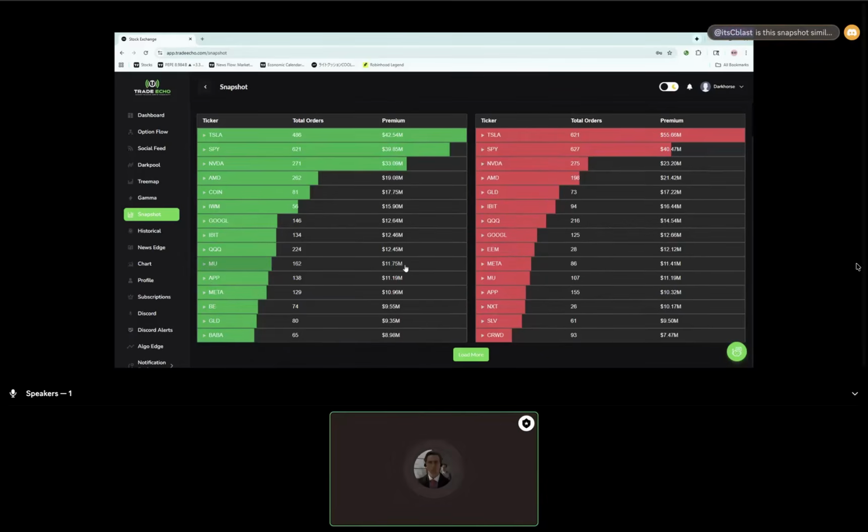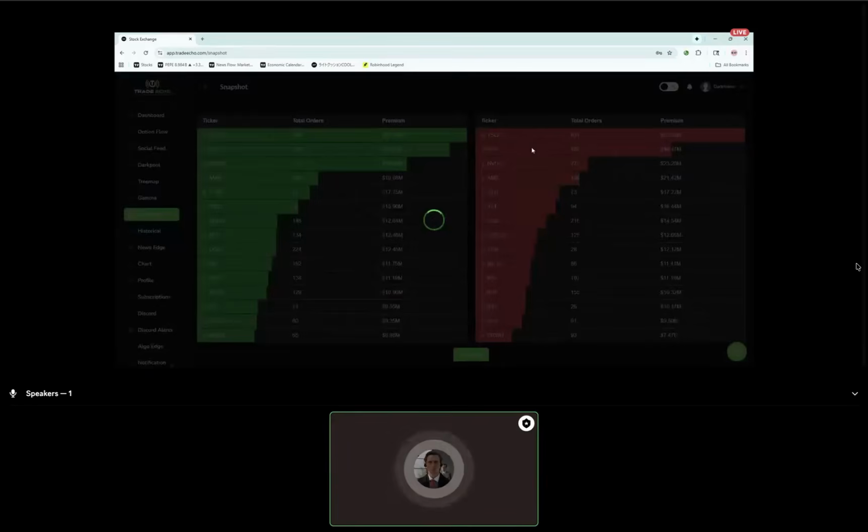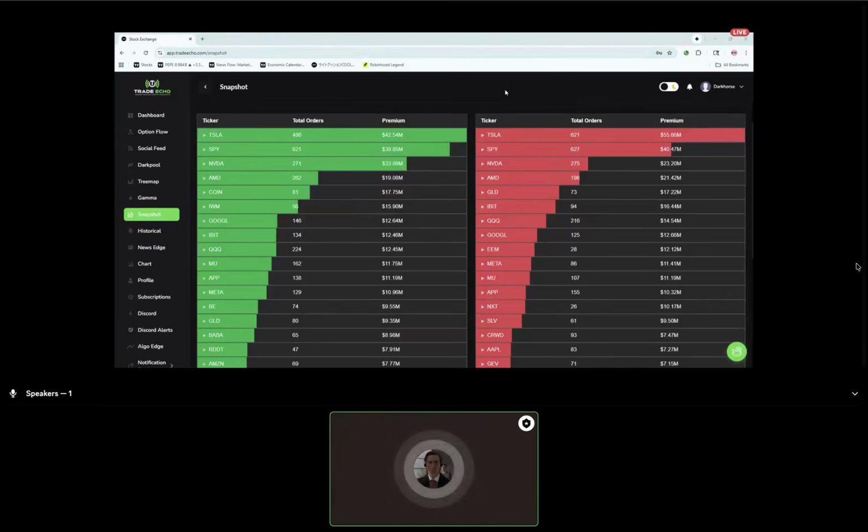But say if you see a smaller cap ticker up there, then you can see which small caps are getting a lot of bullish flow. I'm trying to see if we can see some more tickers here, because I know you can scroll down. Yeah, you can scroll down here. You can see more of them.